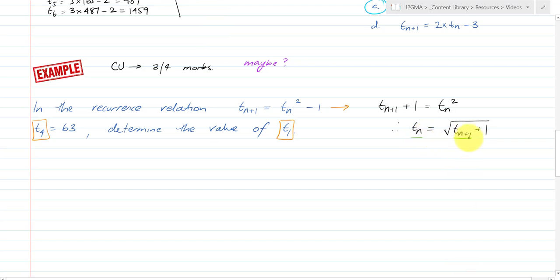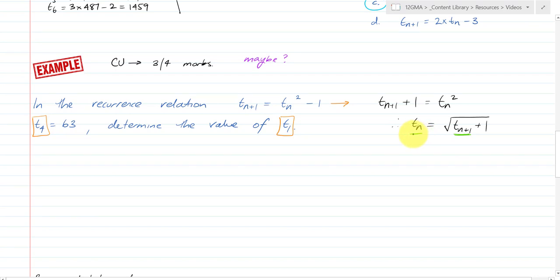So if you know term 10, you can find term 9. If you know term 9, you can find term 8. Certainly, if you know term 4, you can find term 3 to find term 2 to find term 1, and you've solved the problem. So let's go through this process now. Term 3 is equal to the square root of term 4, which is 63 plus 1. And 63 plus 1 is 64. The square root of 64 is equal to 8.